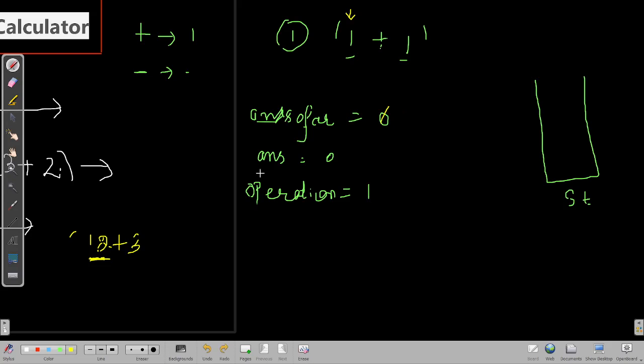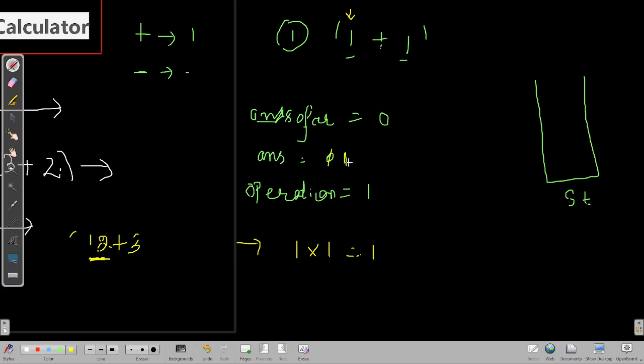Okay, let me do all these things here. The answer so far is initially 0, and the operation is 1. So what is the expression that we have? We simply take the digit, which is 1, and multiply the operation that we have for now, which is 1, which gives us 1. After that, we add 1 to the answer. 0 plus 1 is 1, so we have 1 there. Is that right? It looks fine.